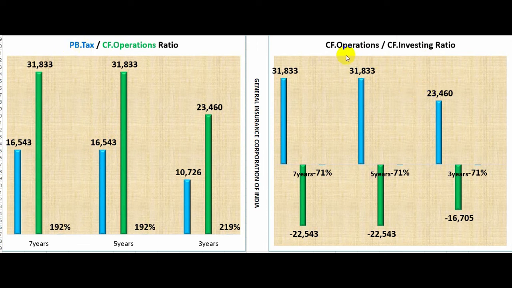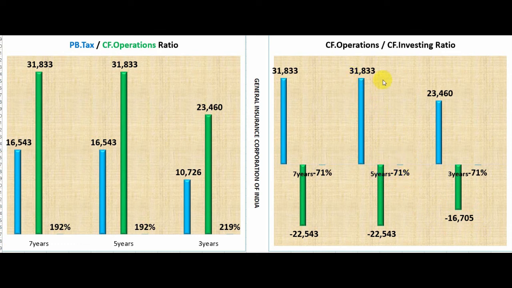We'll also look at how much of that cash from operations that we saw earlier is being invested in the investing activity part. So we see that 71% of whatever cash the company had earned in the last 3 years was invested back into the business in terms of investing activity. And even in the last 5 years, it was at 71%.